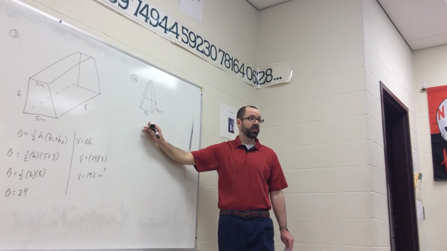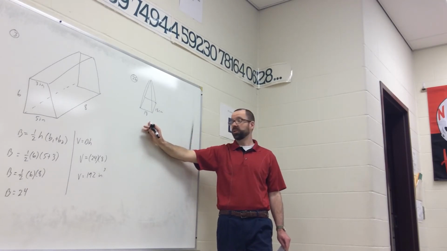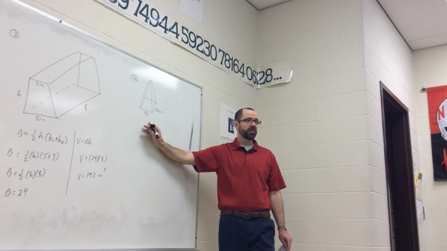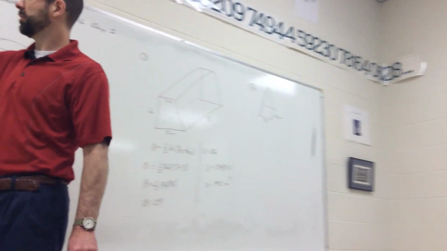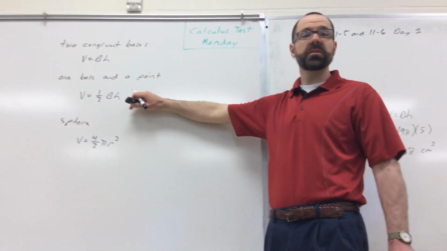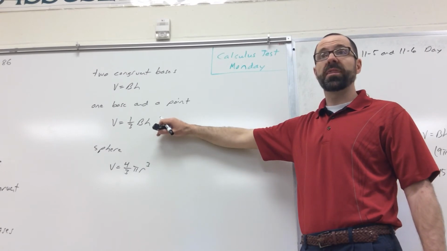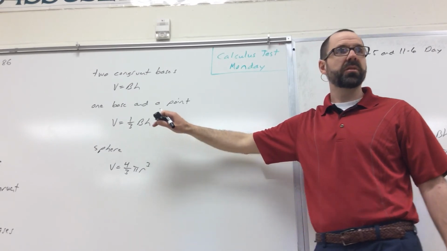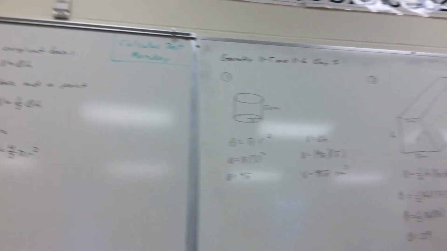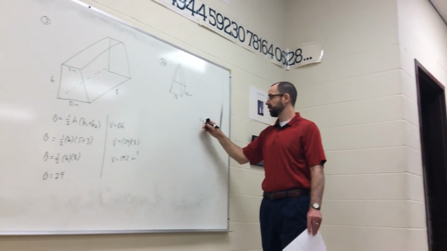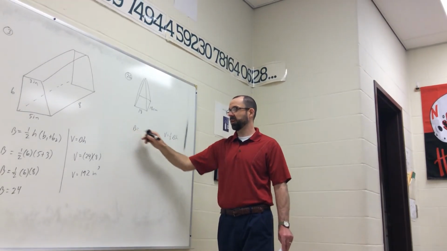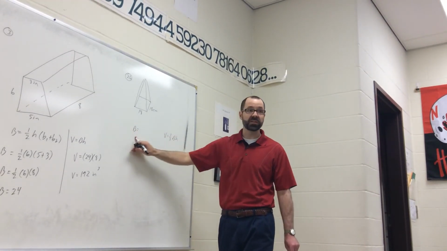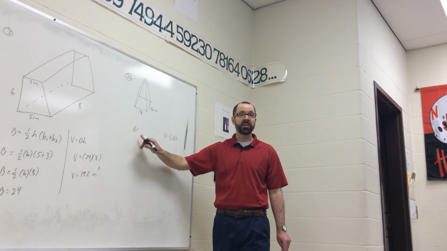Okay, now this figure, does it have two bases or does it have one base and a point? One base and a point, right? So because of that, we're switching volume formulas. The volume formula is 1/3 times capital B times H. But again, before we can figure out this formula, we need to go off to the side and figure out what the capital B is.